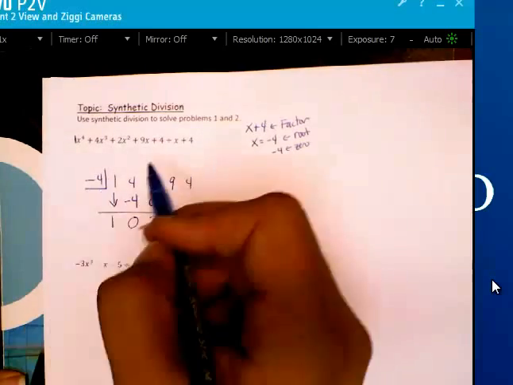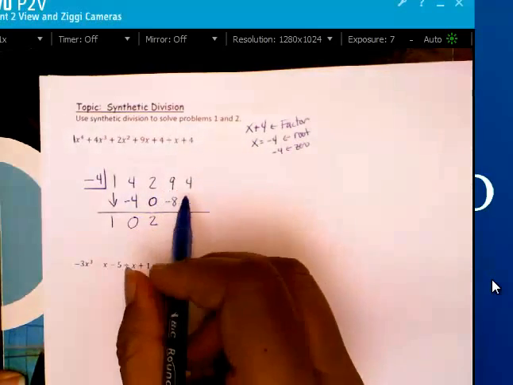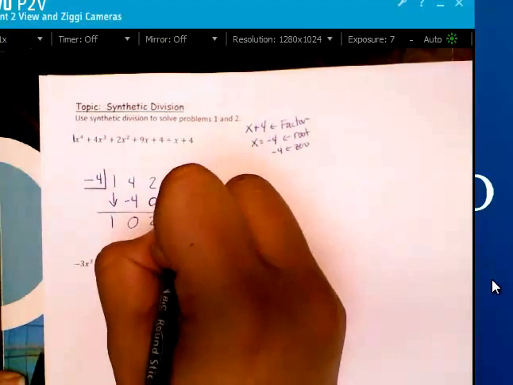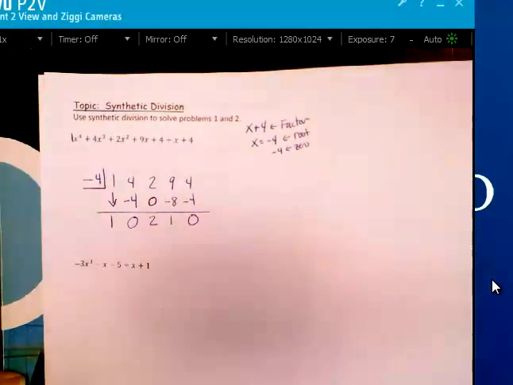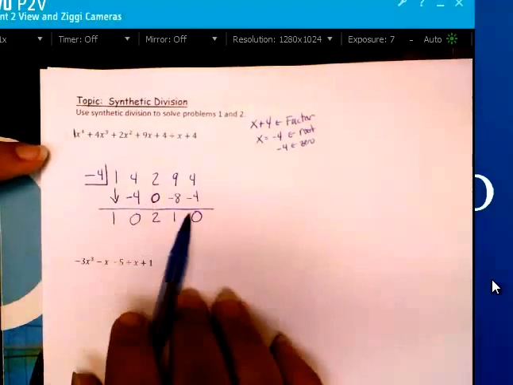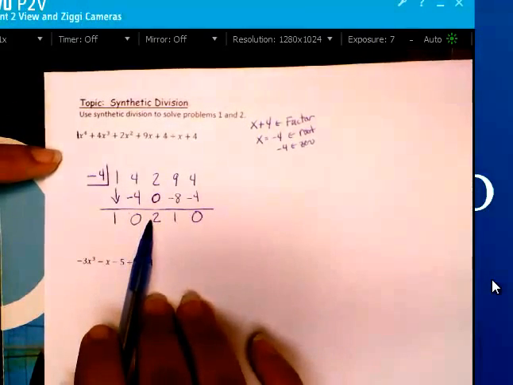2 multiplied by negative 4 gives me negative 8. Add our column, gives me a positive 1. 1 times negative 4 gives me negative 4, which is 0. So this process is our synthetic division.